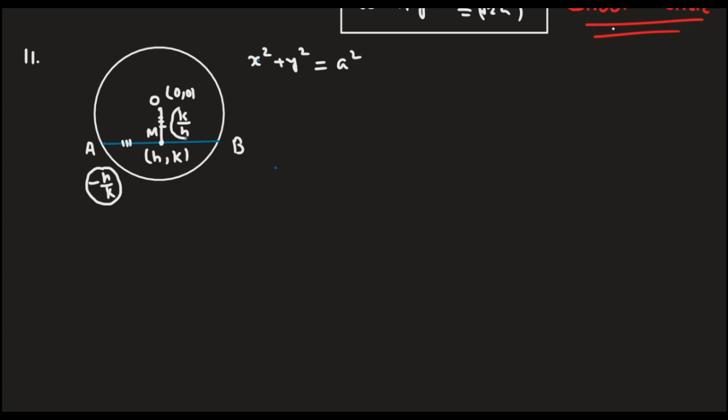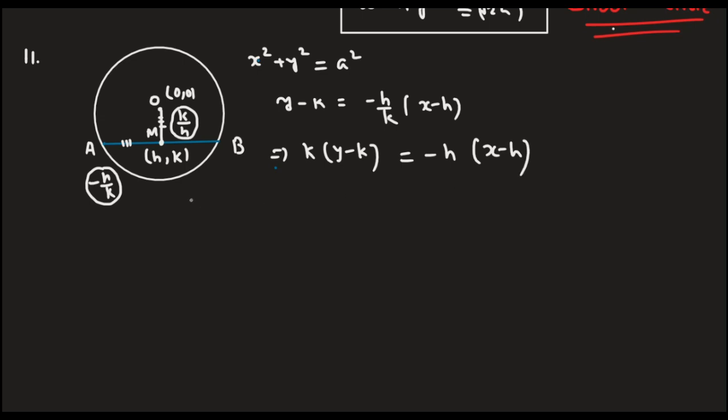Now the question arises, can we find the equation of the line uniquely? The answer is yes. So it will be y minus y1. My point is h and k. So y minus k is equal to the slope of the line, minus h by k, times x minus h. Now multiply both sides by k. So it will be k into y minus k, and here we have minus h into x minus h.